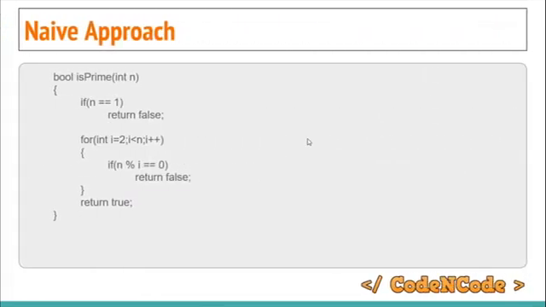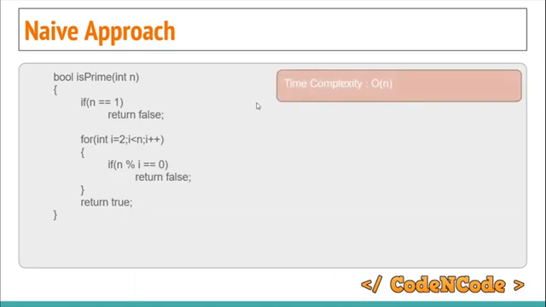So first of all, the naive approach or ad hoc or brute force approach would be to run a loop from 2 to less than n, that is 2 to n minus 1. If the number is already 1, we would return false because 1 is neither prime nor a composite number, so it is not a prime, so we would return false. Otherwise we would run a loop from 2 to less than n and see if any i divides the number n. If it divides, then we would return false, otherwise we would return true. So the complexity, if you see, of this algorithm is big O of n, that is linear.